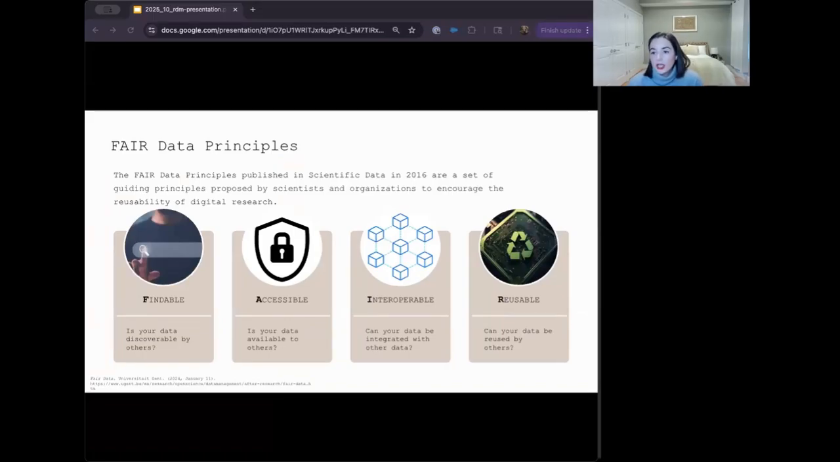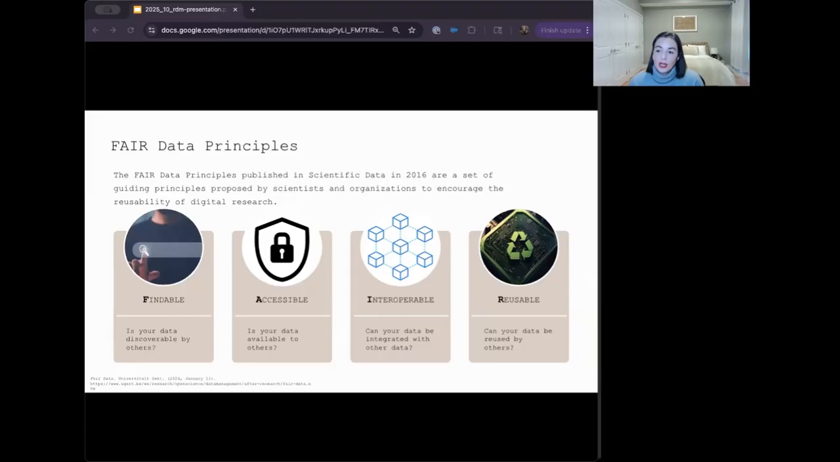When we're talking about research data management, it's good to keep in mind the FAIR data principles. These were published back in 2016 as a set of guiding principles that encourage reusability of digital research. So the acronym is findable, accessible, interoperable, and reusable. FAIR, is it findable or discoverable by others? If someone wanted to use your research data, could they access it? Could they find it? Is it easily accessible to others? Or do they have to go through any sort of firewalls or things like that? Can the data be accessible from different devices?